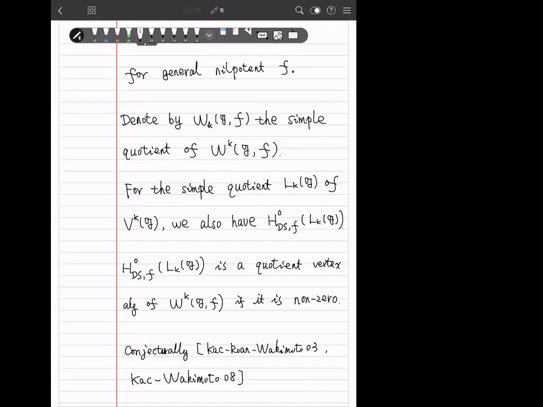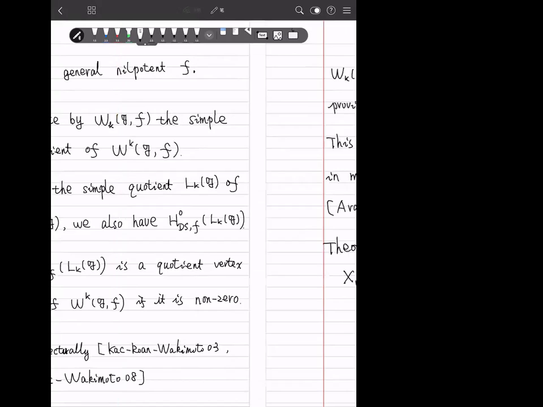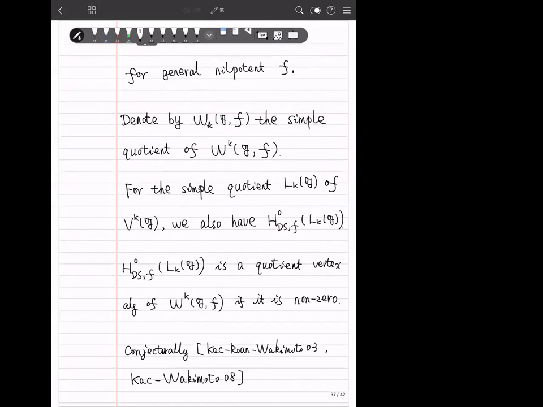I'm sorry. Yeah. So now we denote by W_K(G,F) the simple quotient of this universal alpha W algebra. So this is usually called the universal W alpha algebra. Okay. Also, for the simple quotient of this L_K(G), we can also consider this, right? So this is also a vertex algebra. So if it is not zero, it is a quotient. So actually, if k is a positive integer, it is zero. If it is not zero, then it is a quotient version of this universal alpha W algebra.